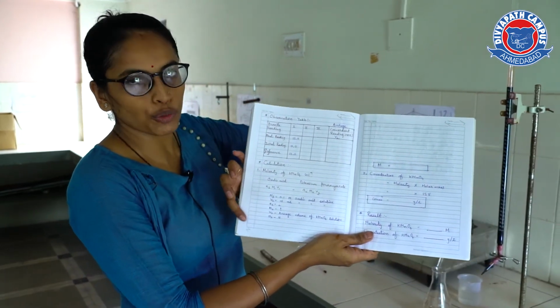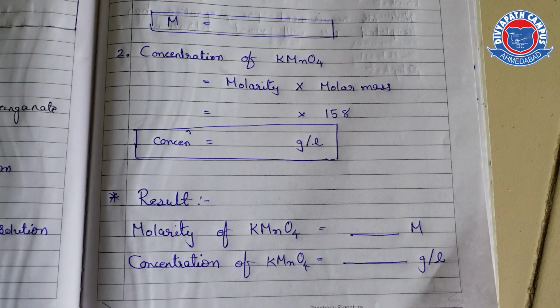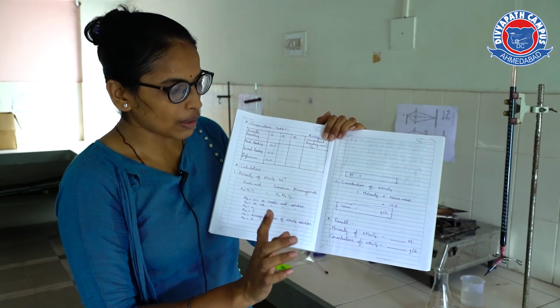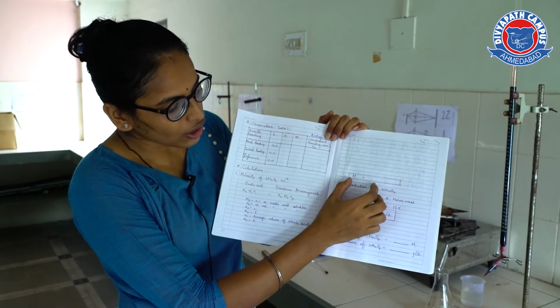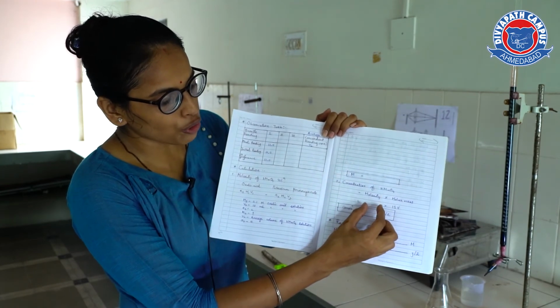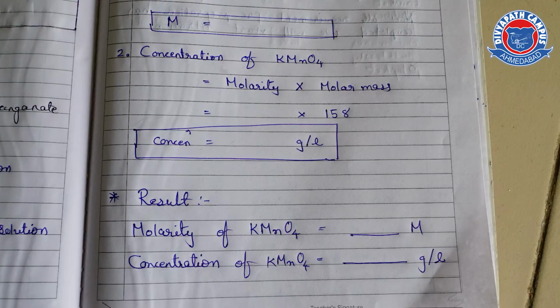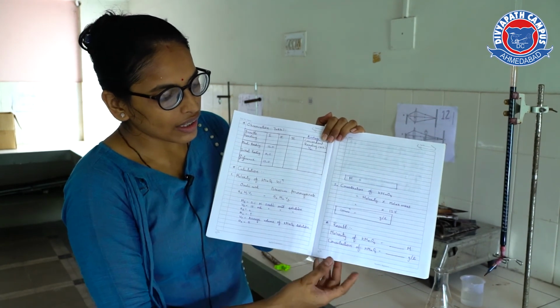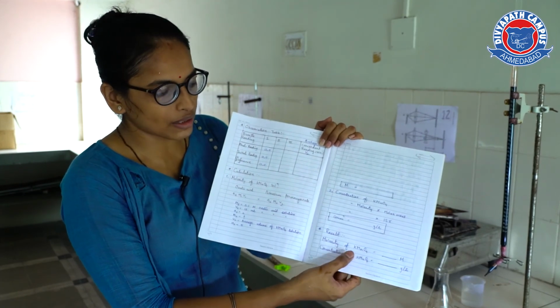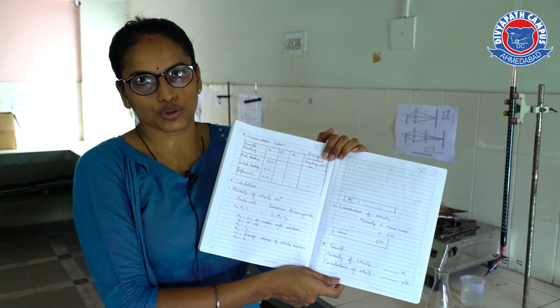At the end of this formula you can find the molarity of KMnO4 solution. The other aim is to find out the concentration of KMnO4 solution, and the concentration is molarity times molar mass, this is the formula. Whatever molarity you get, you just put it here and multiply it with 158, the molar mass of KMnO4. At the end of this formula you get the concentration in gram per liter and you just put this value inside the molarity and concentration of KMnO4 solution. Thank you.